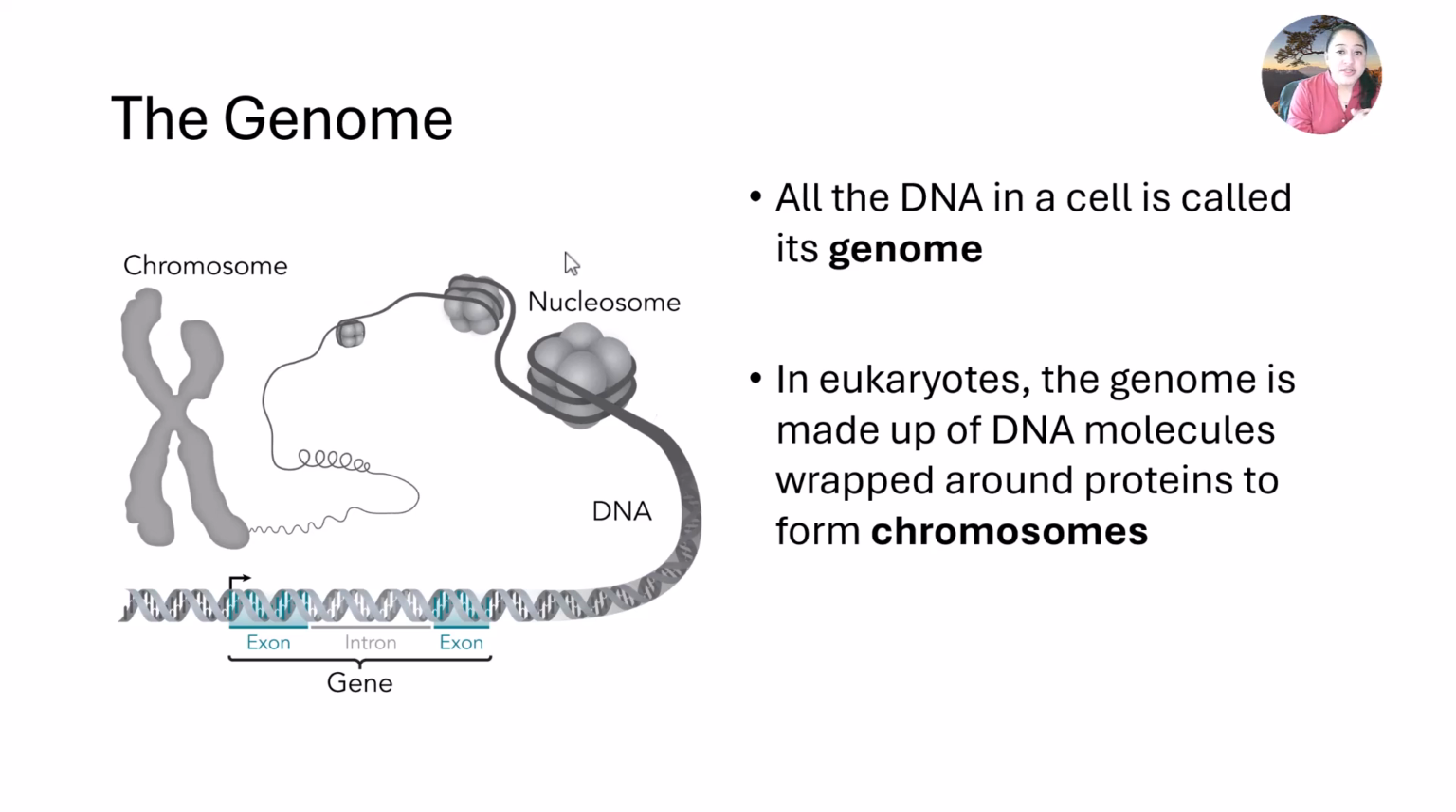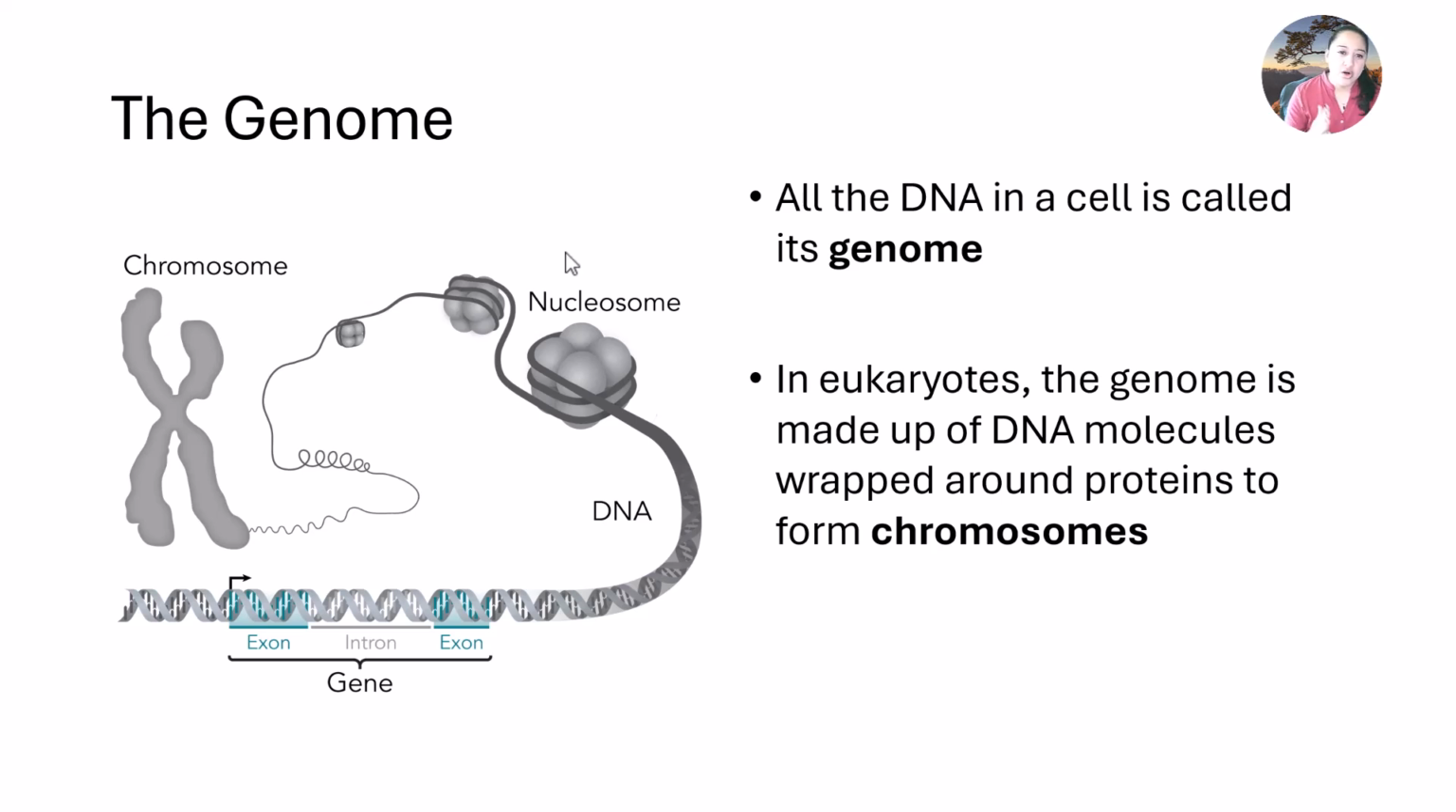We actually have multiple pieces of DNA, and each string is really, really long and then organized into a chromosome. We have multiple chromosomes. And so all the DNA in a cell is called its genome. You might have heard about the Human Genome Project. That's when we were trying to see, okay, what does all the DNA in humans code for? We have so many chromosomes.